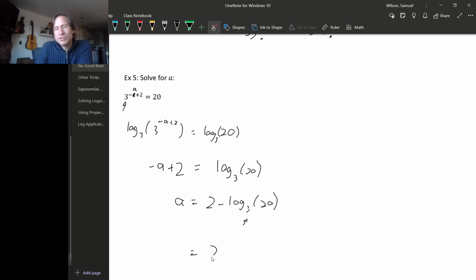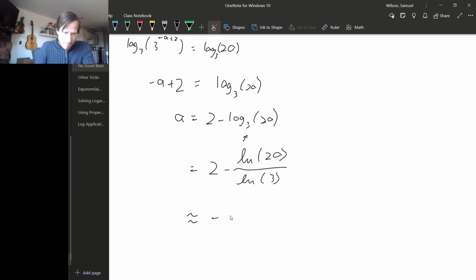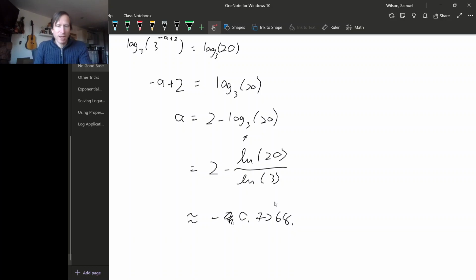But remember, we can always use the change of base formula to rewrite this logarithm using any base. So let's use natural log. So it's natural log 20 over natural log 3. And then we could punch this into a calculator to get a decimal approximation. So let's see. 2 minus natural log 20 over natural log 3. Negative 0.7268. All right, so that worked okay.